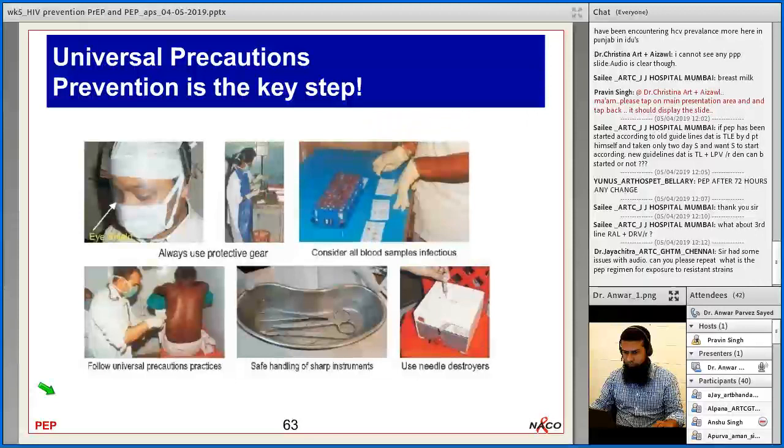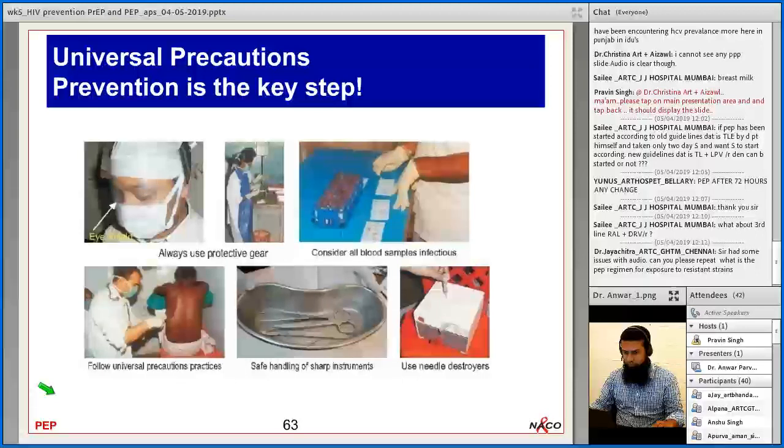What about third line, that is raltegravir, darunavir, ritonavir? I would say, like I said, in those situations we have to contact the experts, and based on the scenarios we need to take the decision. But just to give the answer, we will have to use RAL plus darunavir, ritonavir as post-exposure prophylaxis for those particular clients.